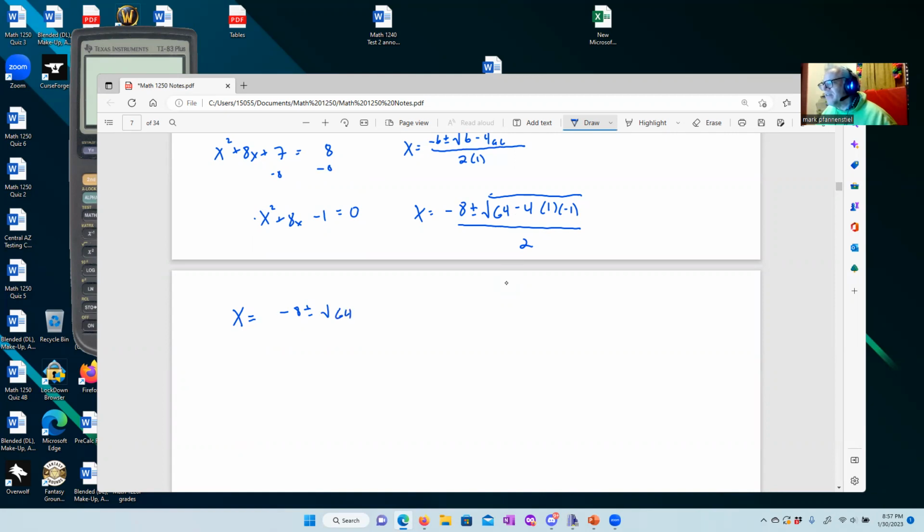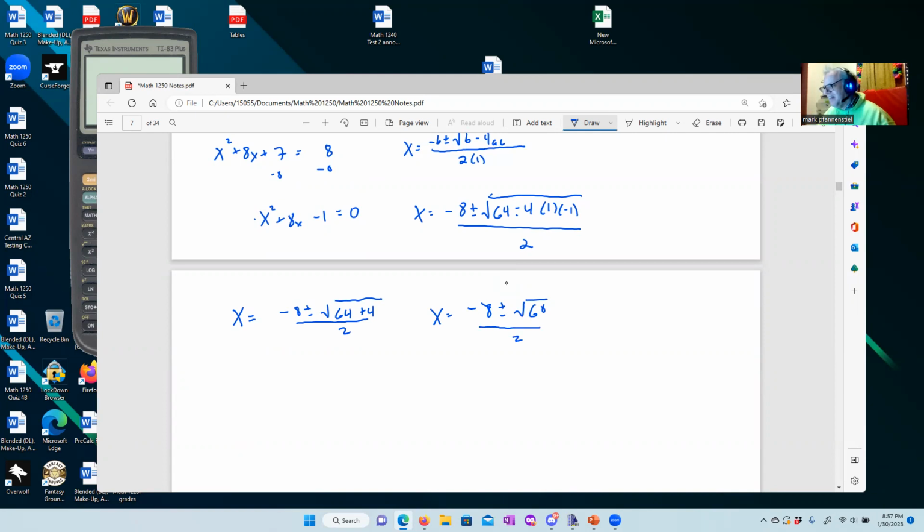Notice there's 2 negative signs here, negative, negative. So it's going to be plus 4 divided all by 2. So we're going to have x equals negative 8 plus or minus the square root of 68, right? 64 plus 4 is 68, all divided by 2.